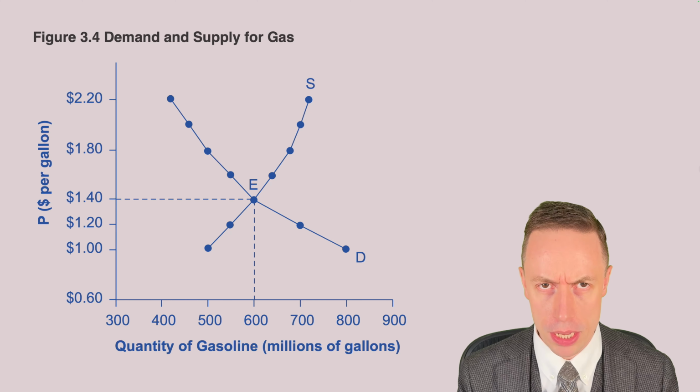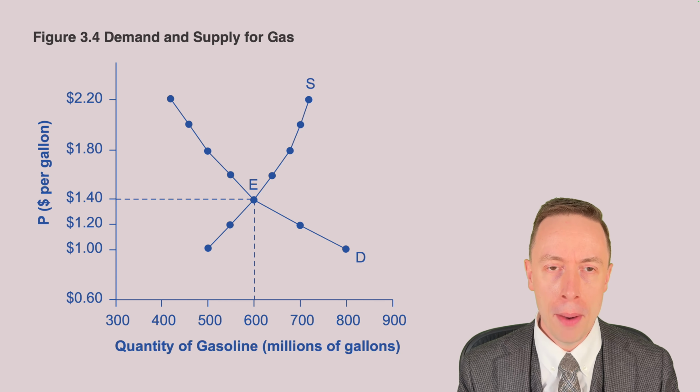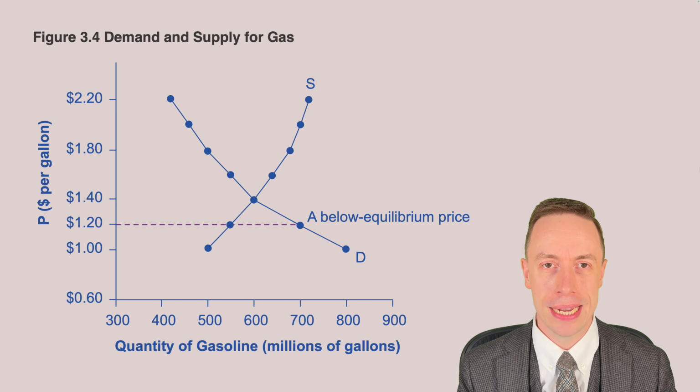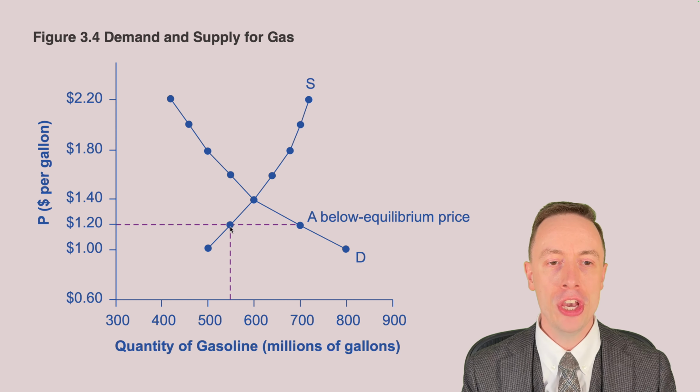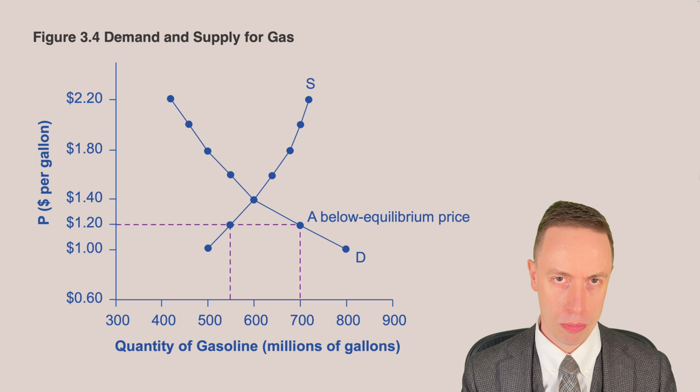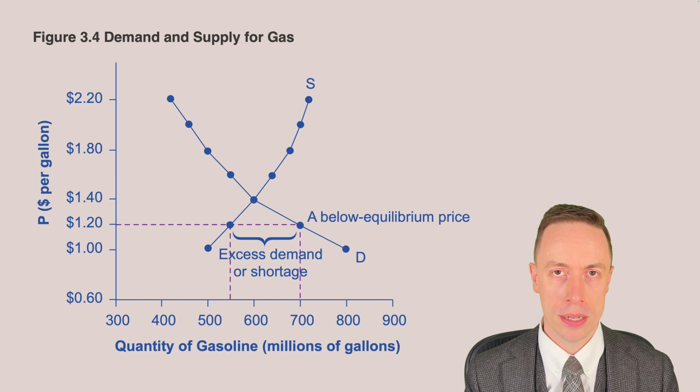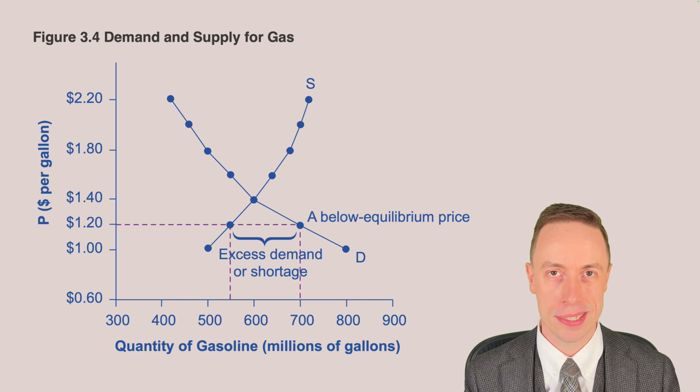A very similar story can be told if we are below the equilibrium price. So once again, let's say gasoline's currently at $1.20. Let's go ahead and check our supply curve. Sellers want to sell fewer than the equilibrium quantity of 600 million gallons. Buyers want to buy more than the equilibrium quantity of 600 million gallons. Again, an imbalance in the market. This type of imbalance is referred to as a shortage of a product, or sometimes excess demand.